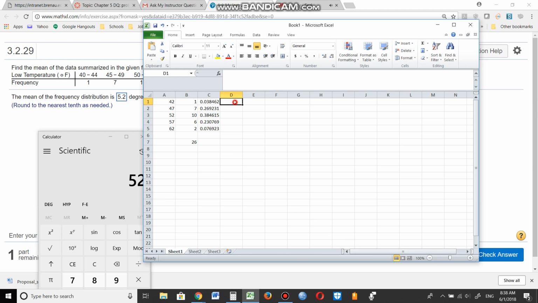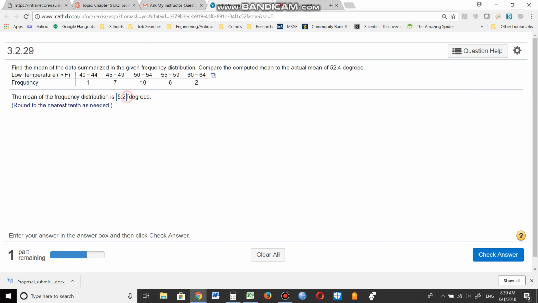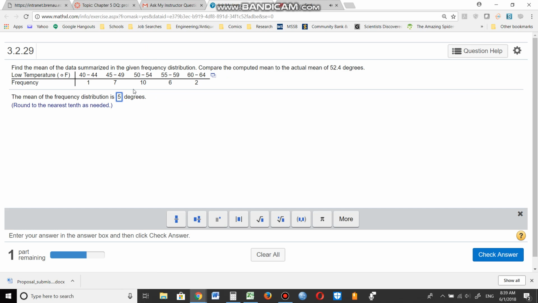Now it's time to do the expected value. So take each midpoint and multiply it by its corresponding probability, and then add these together. Okay, or copy this down, I should say, and then finally add all of these products together, and that gives us a mean of 52.19, and I guess 52.2 is actually the answer that we need to 1 decimal place.